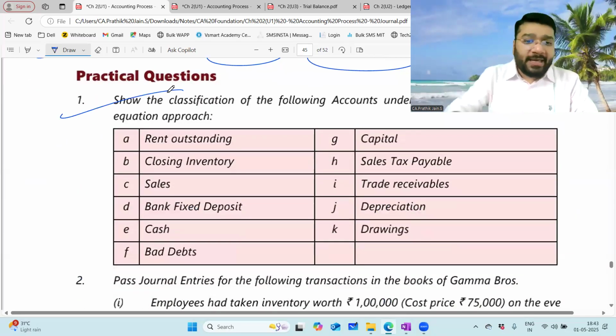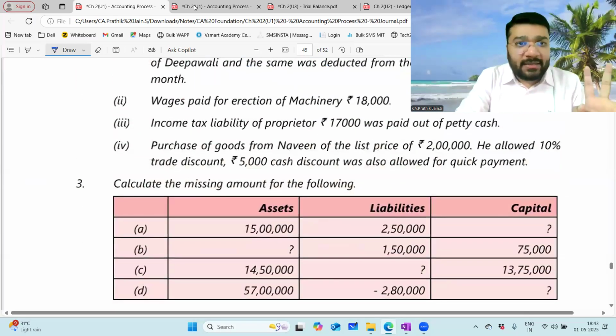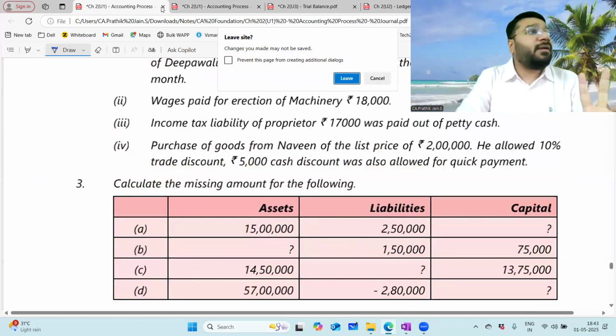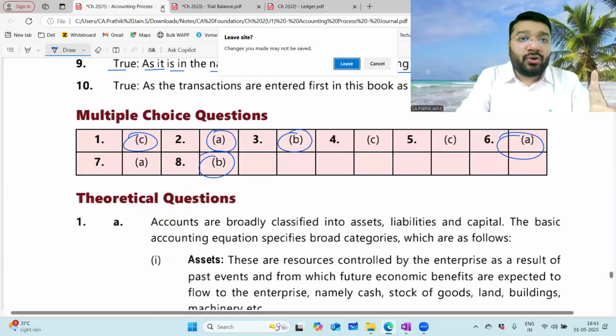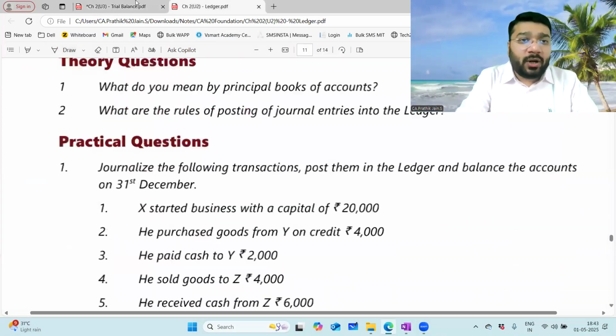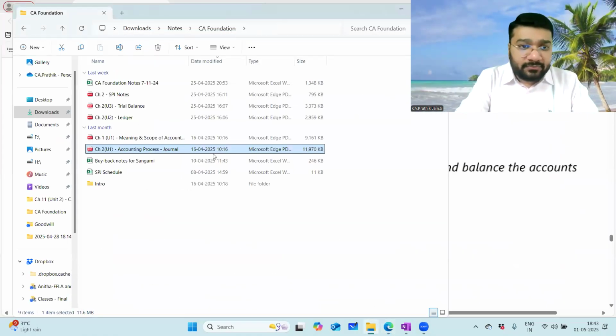Practical questions, homework, I already gave if I'm not wrong. Correct? Okay. Unit 1, I've completed the discussion on the true and false and MCQs. Can we go to Unit 2? Okay. Unit 2 is what? Ledger.